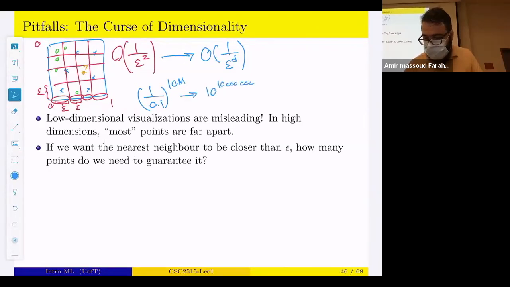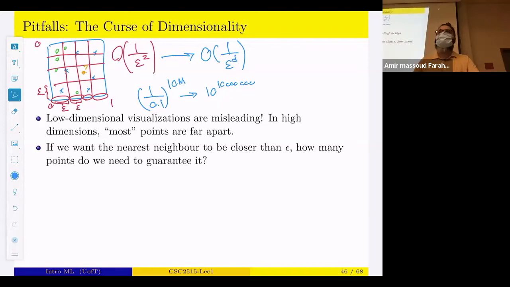I guess that would be the number of data points you require in order to cover that space with epsilon equal to 0.1 resolution. So how large is this number? This is huge, right? This is more than the number of atoms in the world or anything like that. I can't remember the most recent estimate, but I think it's like 10 to the power of 80 or 90 is the number of atoms in the universe. So this is much, much, much more than that.